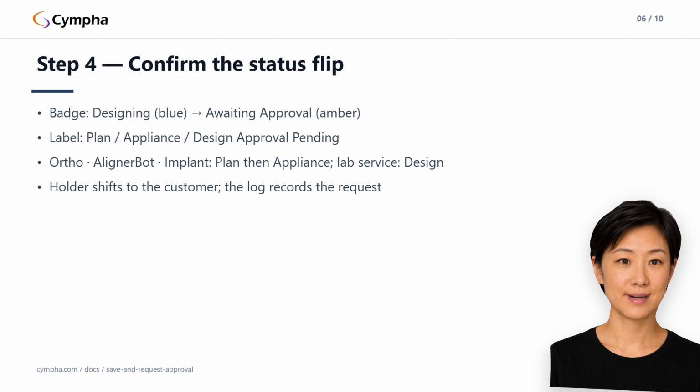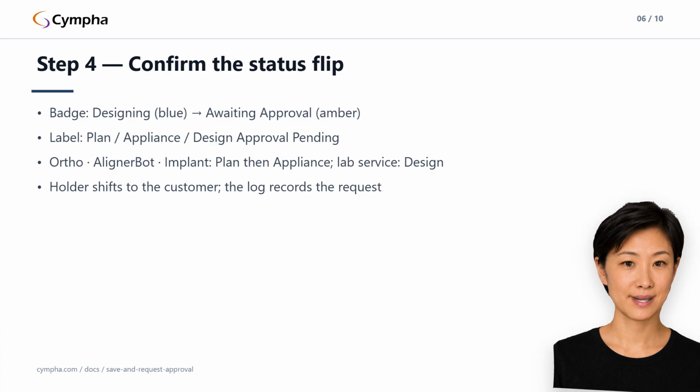The holder shifts from you to the customer. For the purpose of the approval, they're now the one the case is waiting on. And the activity log gains an approval requested event with the step name in it. You'll also notice the request approval button itself is gone. It only shows while the case is in designing, so once the status flips, it has done its job and disappears. In its place, for AlignerBot operators, a different control renders when relevant: self-approve and run aligner design.